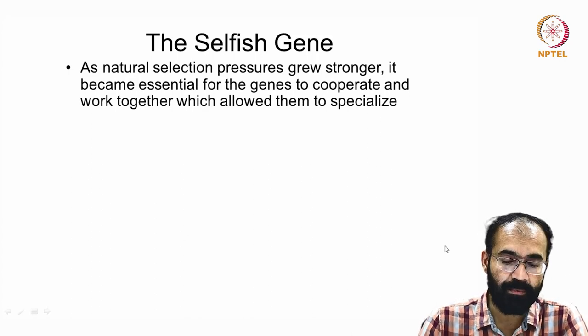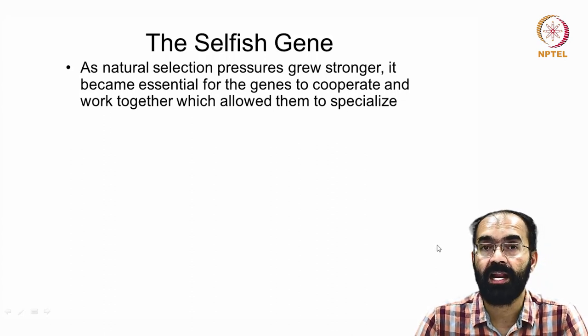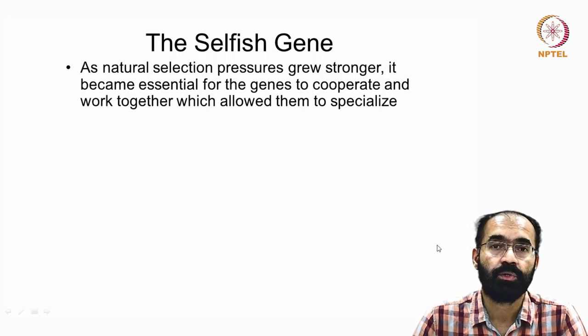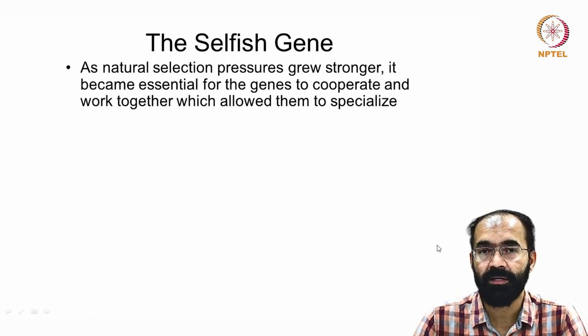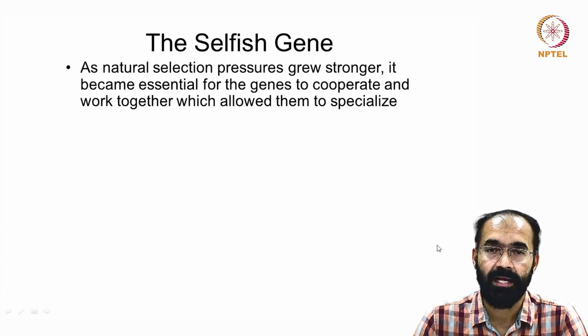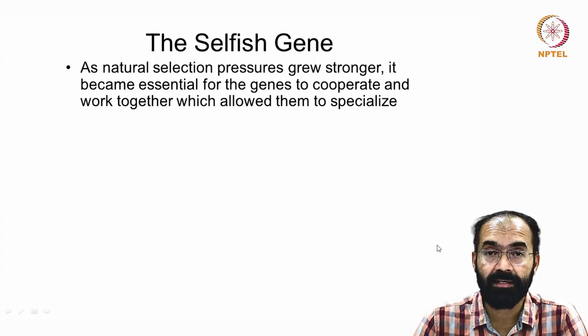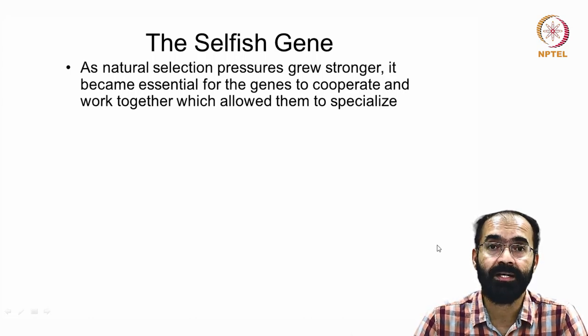As the natural selection pressures grew stronger and stronger, it became essential for the genes to cooperate and work together, which allowed them to specialize. So what we should understand is, when you have a property 1, property 2 and property 3, they are able to be put to use for doing one common task. Let us assume a house. In a house, you need to have a cook, you need to have a maid who is cleaning the house, a cook who is making food, and you also need to have someone who is bringing the raw material for doing the cooking.